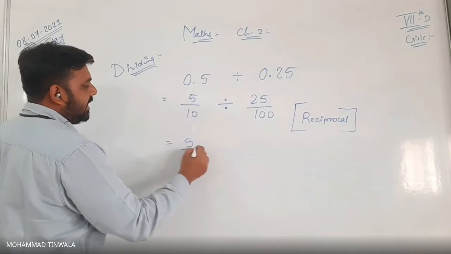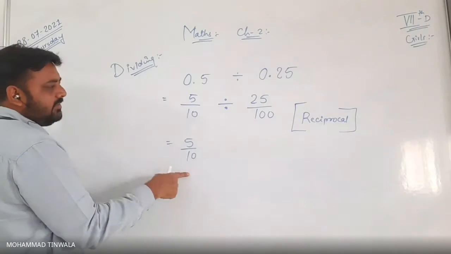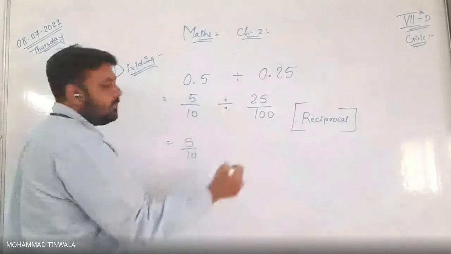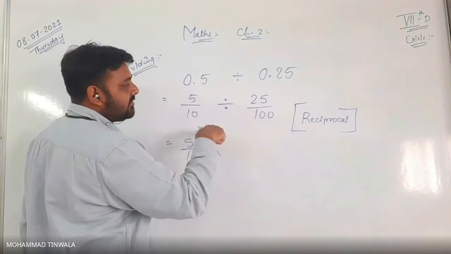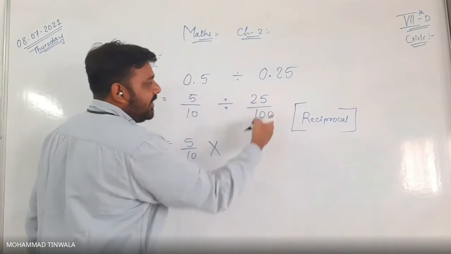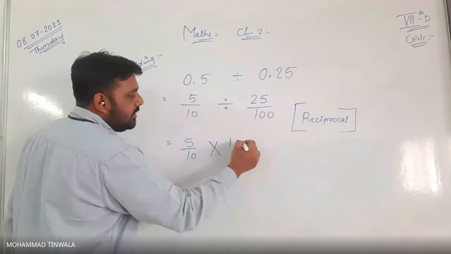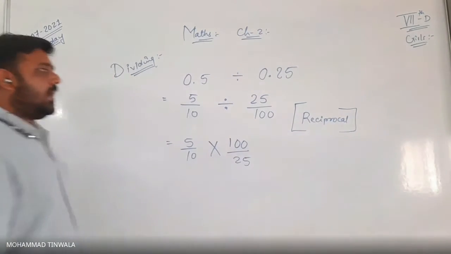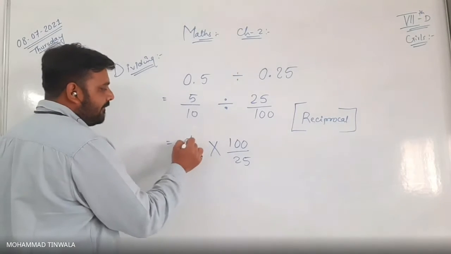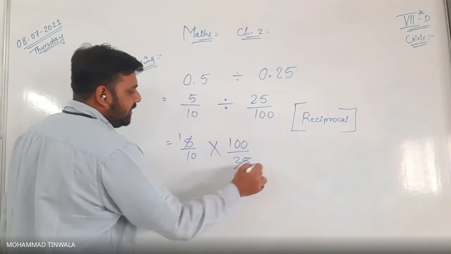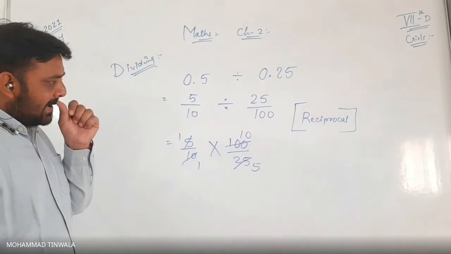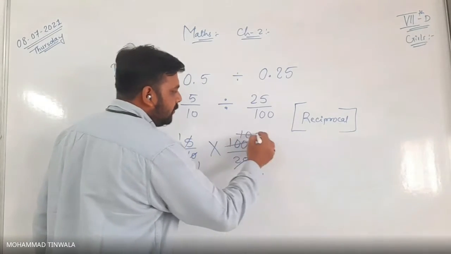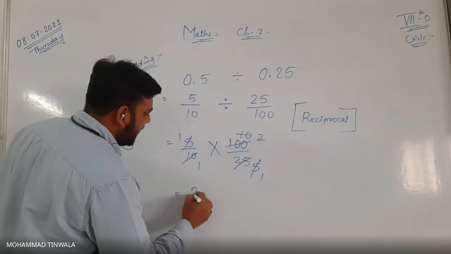So 5 upon 10, the first fraction before the sign, will be as it is. This sign is division, so it will be converted to multiplication. And the fraction after the sign, whatever sign it may be, will be reversed: 100 upon 25. Now, 5 fives are 25, 10 tens are 100. Am I correct here? 5 ones are 5, 5 twos are 10. So your appropriate answer is 2 by 1.